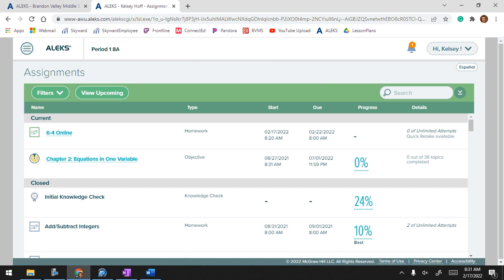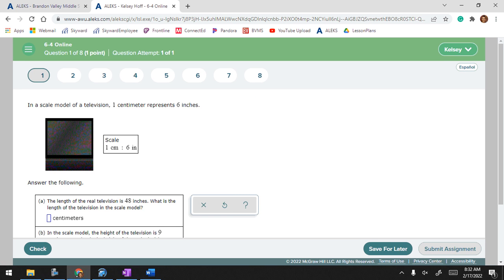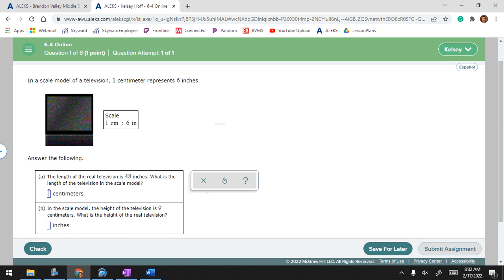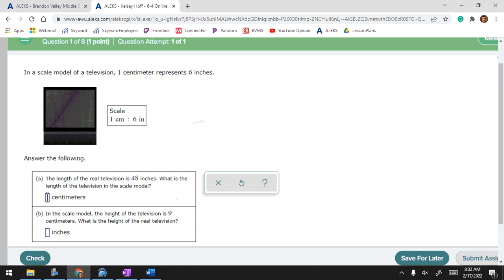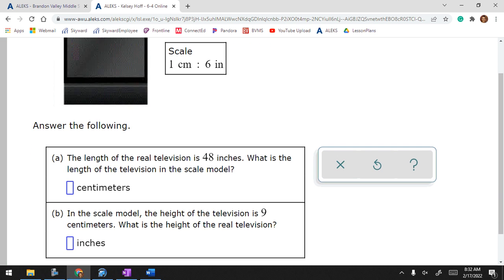Now, I want to show you one other thing on this assignment. How about this one? In a scale model of a television, 1 centimeter represents 6 inches. Okay? I have 48 inches. So 6 inches, 48 inches. 6 times what gives me 48? 8. So then what they want to know is how many centimeters is 48 inches?